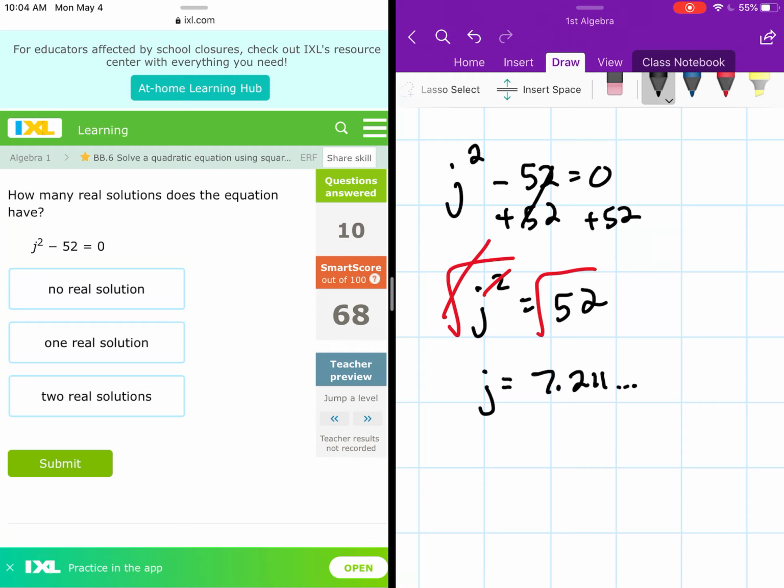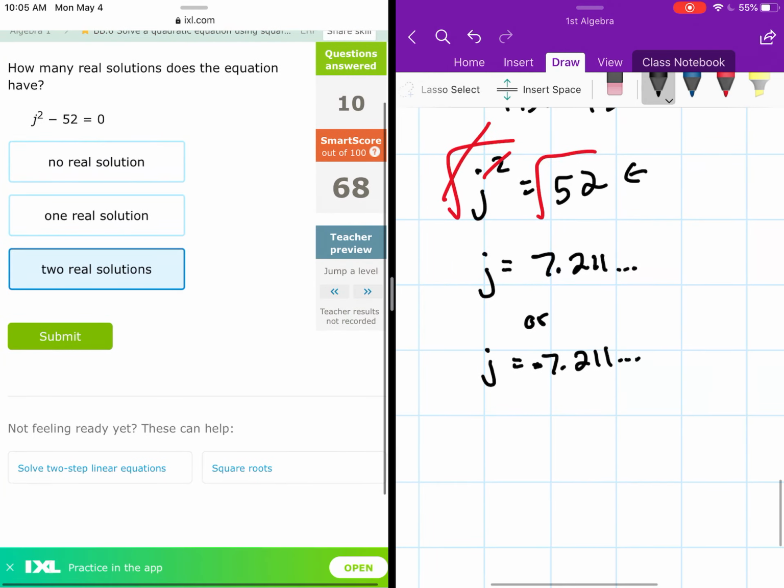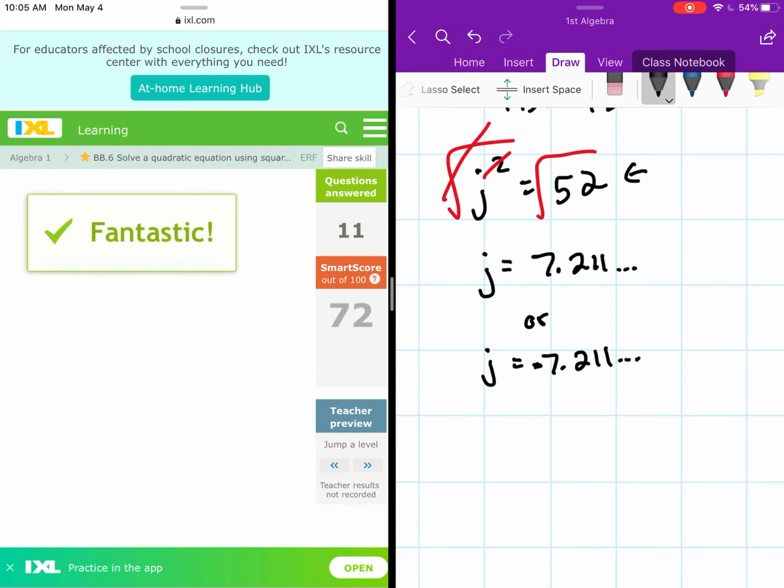So we don't really need to know the rest of the numbers. But what that means is you can multiply 7.211 times 7.211, and it's going to give you that number, or at least very close to it, since you're not using all the decimals. But guess what? If you take the negative of it, then it is also going to work. So it's going to be negative 7.211. So then how many answers can this have? It can have 2 answers. So 2 real solutions.